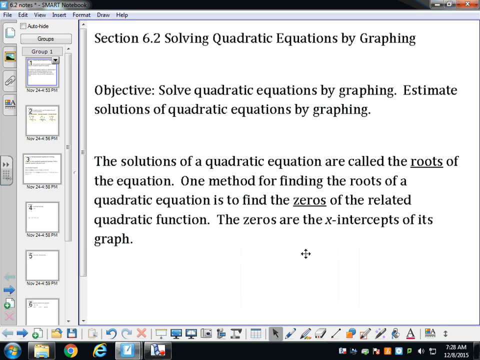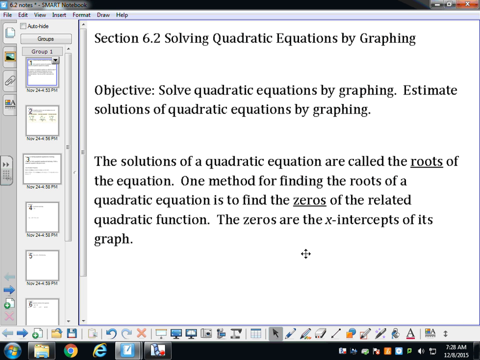We will look at two ways to solve quadratic equations. The first way is by graphing. You can simply graph the quadratic equation and then estimate the solution by looking at your graph. Now, the solutions of the quadratic equation are called the roots of the equation.